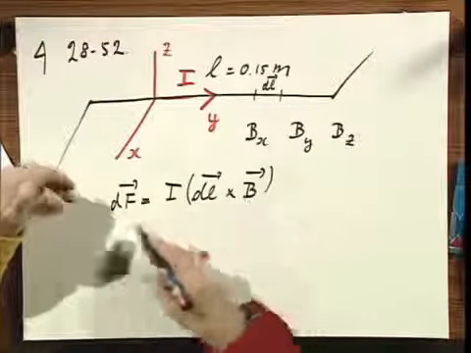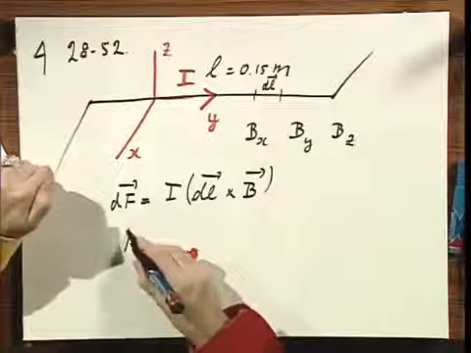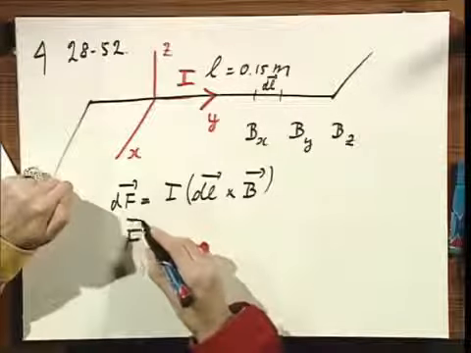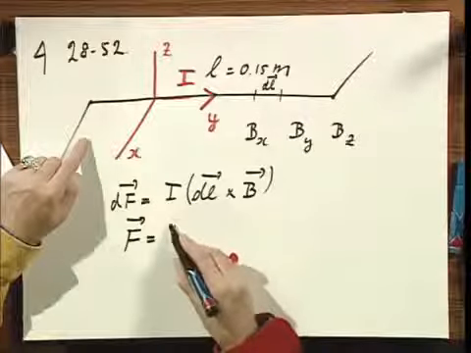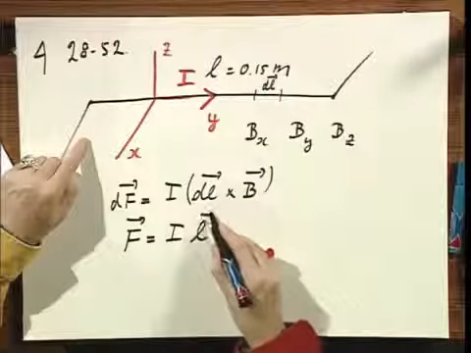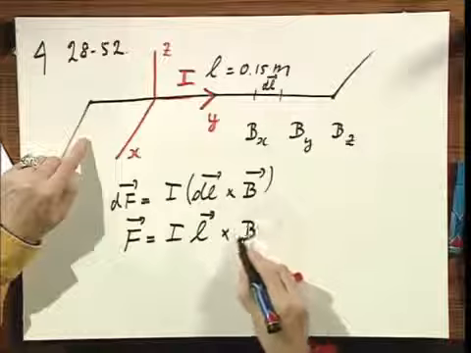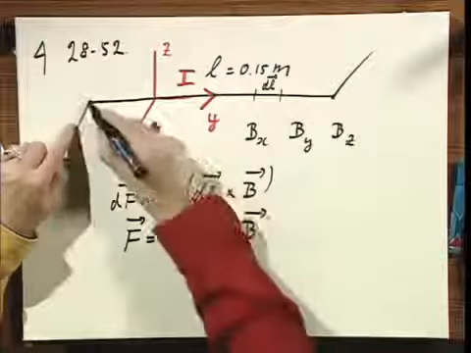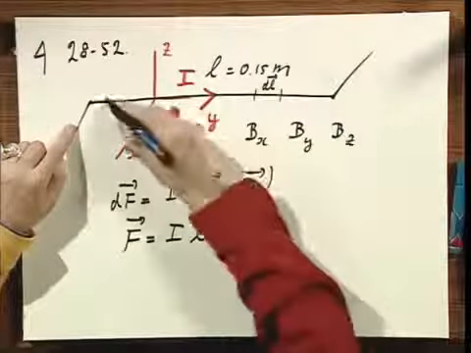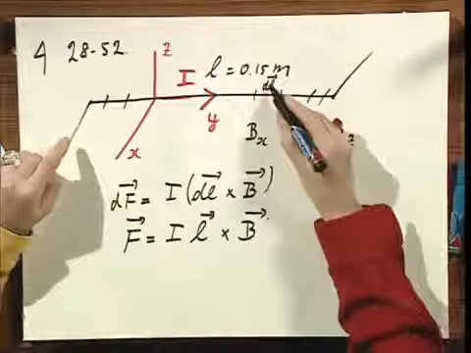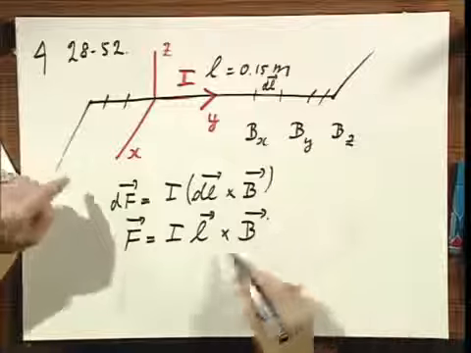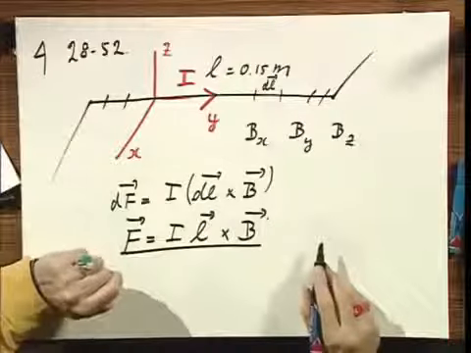So therefore, if I do the integration, I can say that the force on that whole wire L equals I times L cross B. So I can take the wire as a whole. I don't have to worry that the angle here is different from the angle here between dl and B. So that's why this simple result holds.